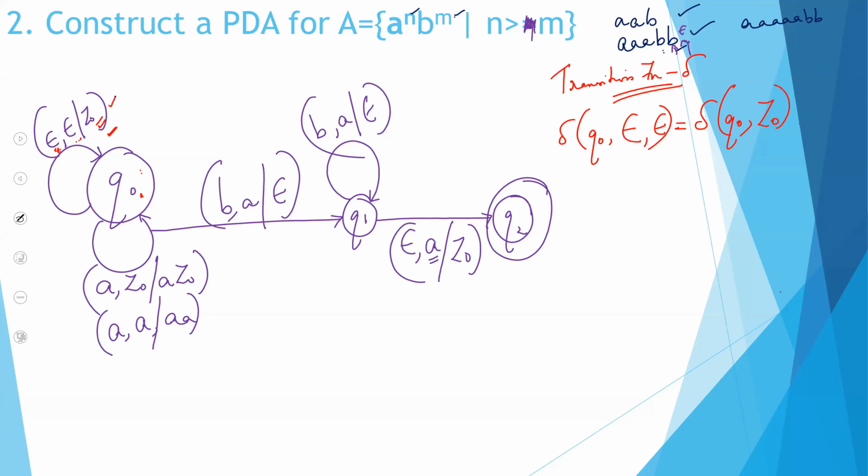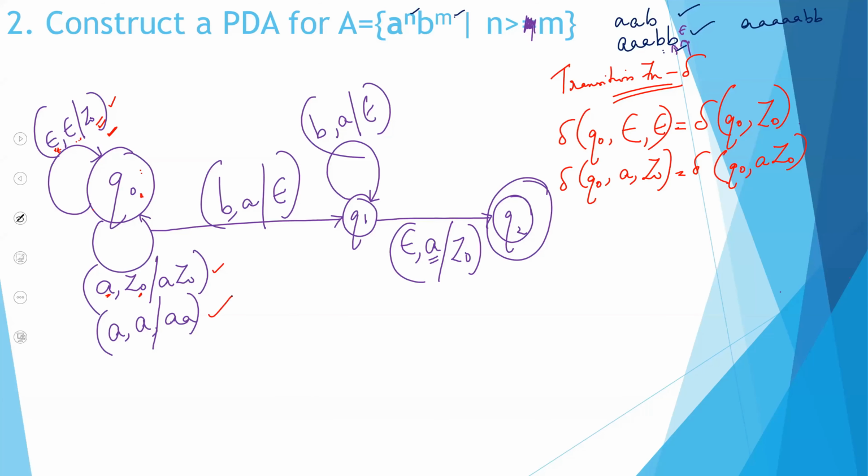Now I'll write my transition function for the next transition. Delta, which state am I in? I am in a state called Q0 itself. What did I encounter? I encountered an A. What was the top of my stack? Z0. And did I change my state? No. I am in my state called Q0 itself. My top of the stack changed accordingly.